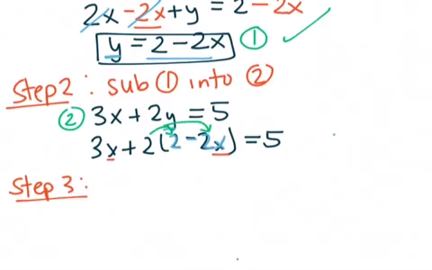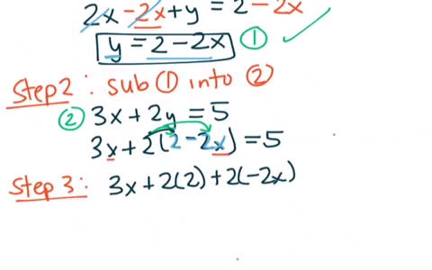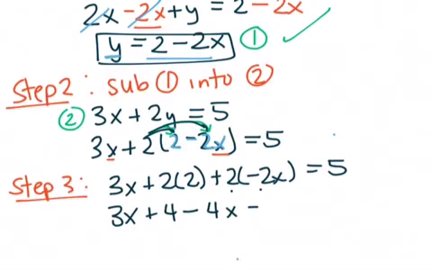So I'm going to write 3x plus 2 times 2 plus 2 times negative 2x. We're distributing the 2, equals 5. Let's continue to simplify. We've got 3x plus 2 times 2 is just 4, plus 2 times negative 2 is just negative 4x equals 5. I can see that I've got like terms on the left-hand side here, so I can do 3x minus 4x. So 3 minus 4 is just negative 1x. So we've got negative 1x plus 4 equals 5.